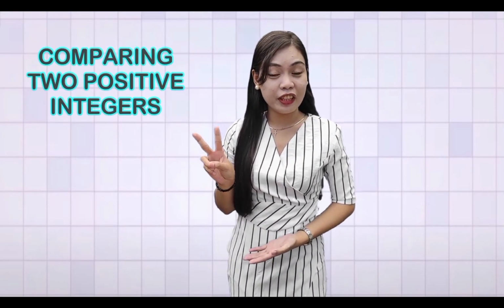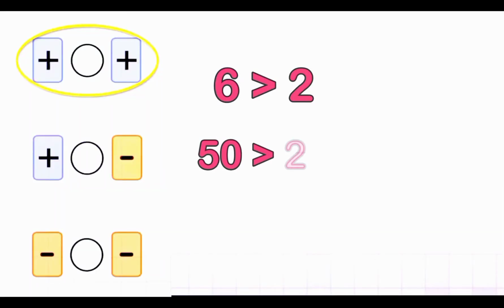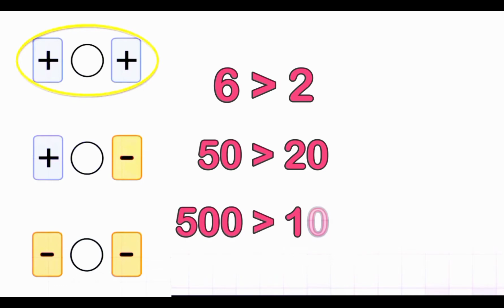You're probably already pretty good at comparing two positive integers. Like if I ask, which is bigger, 3 or 2? You know that 3 is bigger than 2 because the further right on the number line you go, the bigger the number you get. 6 is greater than 2, 50 is greater than 20, and 500 is greater than 100.